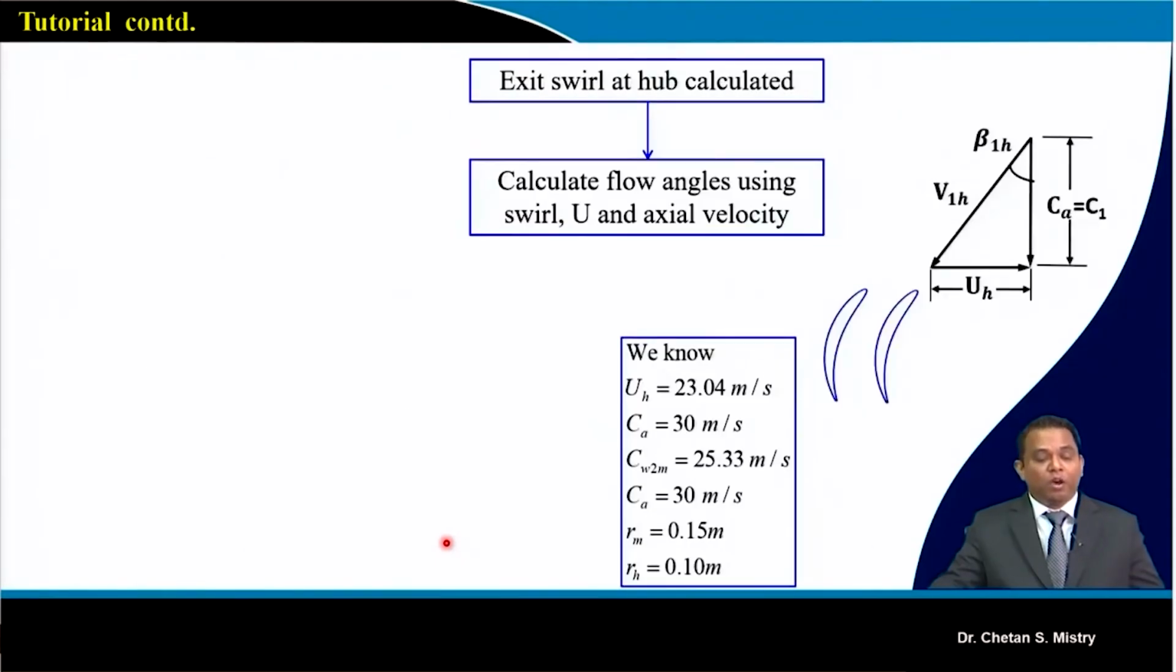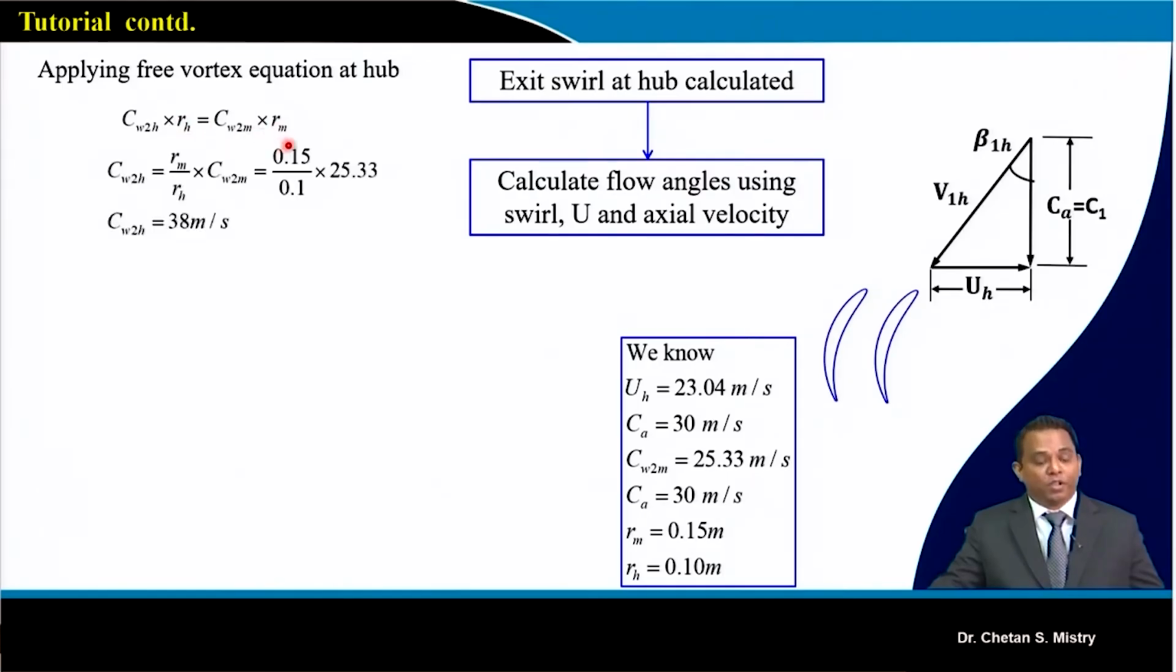Okay. Now, based on this understanding, we can do our calculation at the hub station also. What we know from the free vortex concept is CW into R equals constant. Since this constant at mid station is known to me, I can do the calculation for the hub. So I can write this equation as CW2 at hub into RH equals CW2 at mid station into RM. If we put these numbers, my CW2 at the hub comes to 38 meter per second.